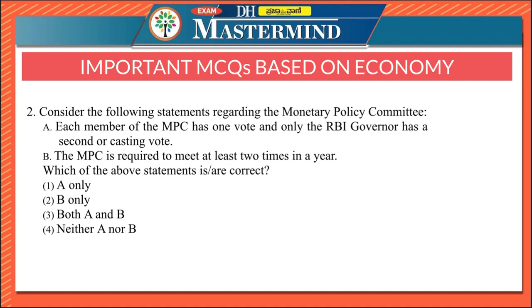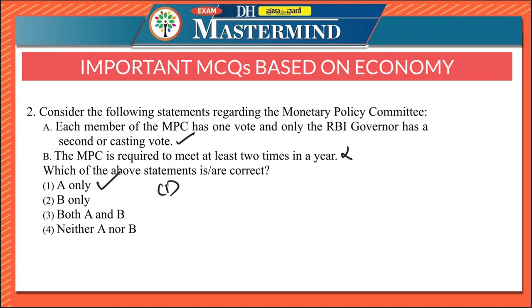Now consider the second question. Consider the following statements regarding the Monetary Policy Committee. Each member of the Monetary Policy Committee has one vote and only the RBI governor has a second or casting vote. The Monetary Policy Committee is required to meet at least 2 times in a year. Here statement A is correct, statement B is false. Therefore the right option is option 1, A only. Please remember, A only here.